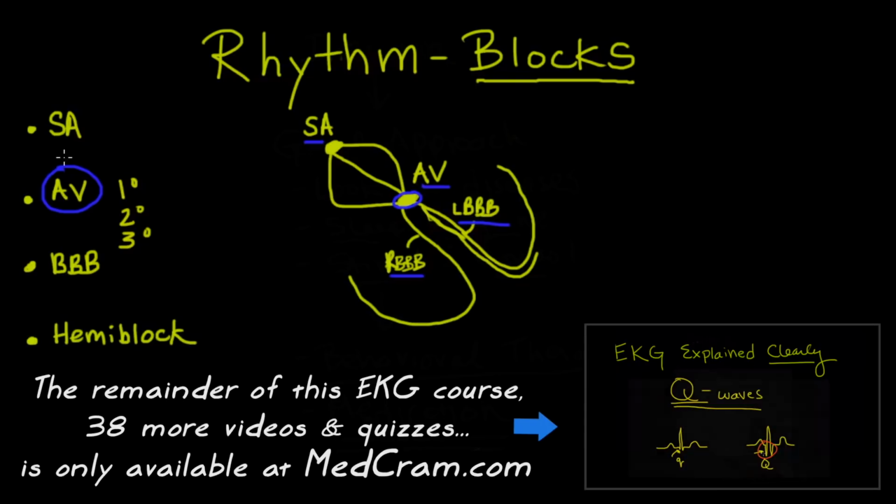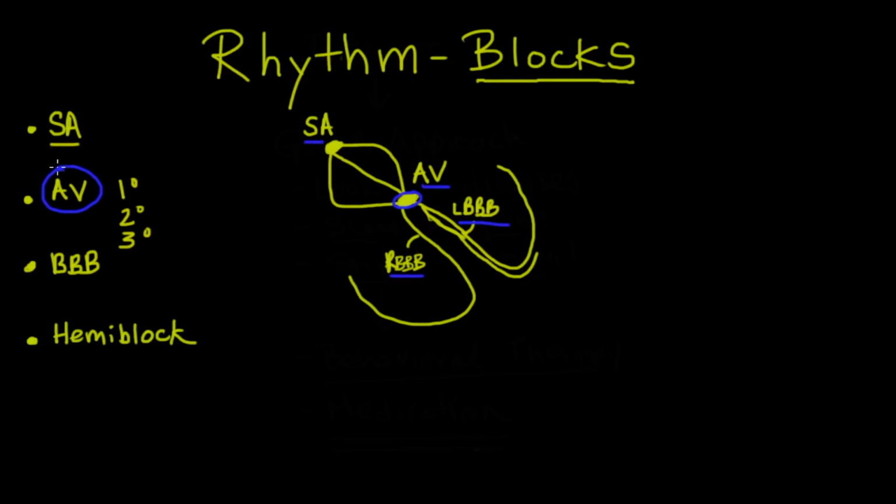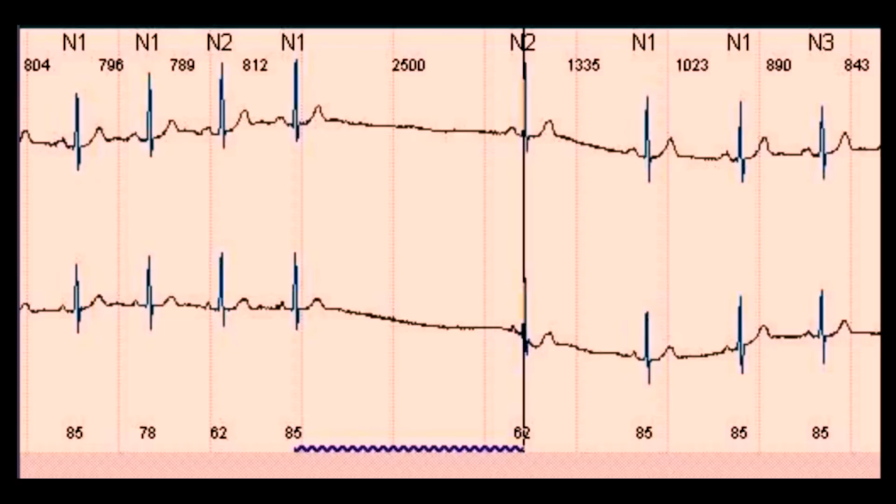Okay, so let's start with the SA node. With a block in the SA node, there is some feeling that the SA node actually generates electrical activity, but it just can't exit the SA node. And so what happens, with the lack of any type of escape rhythm, is there is a lack of a P wave, because we know that the P wave comes from the SA node. Here's an example of an SA node block.